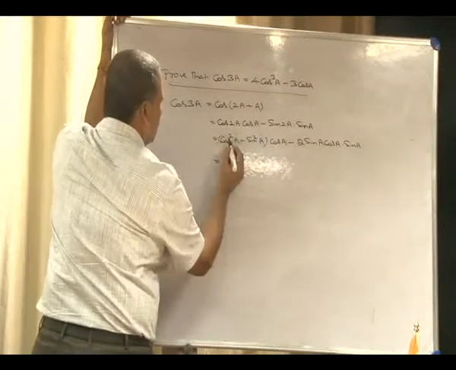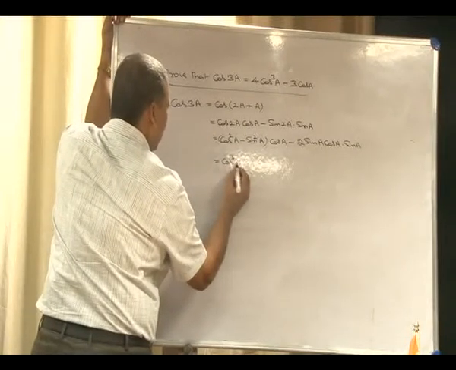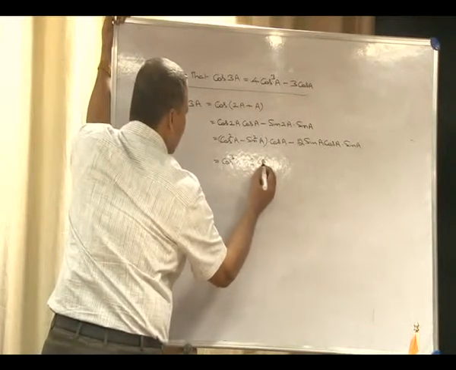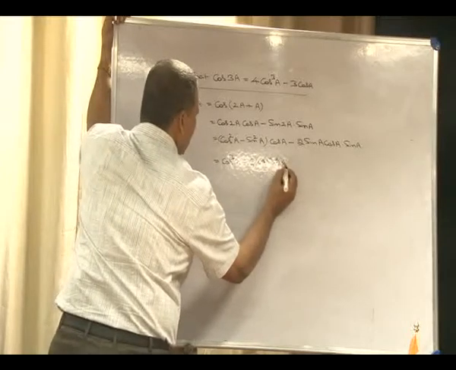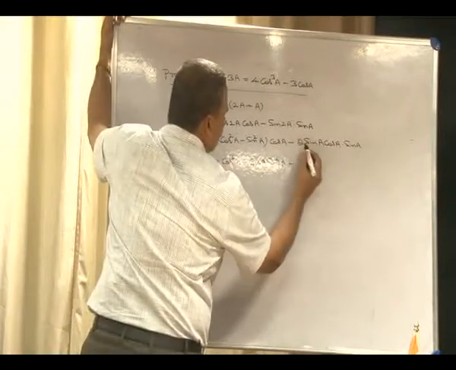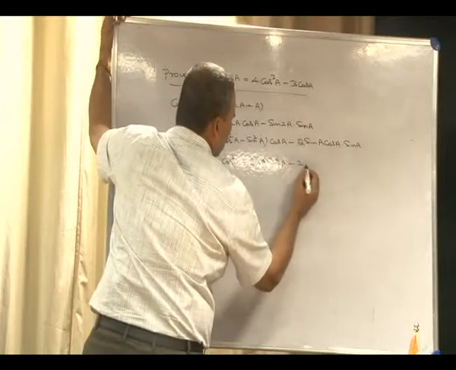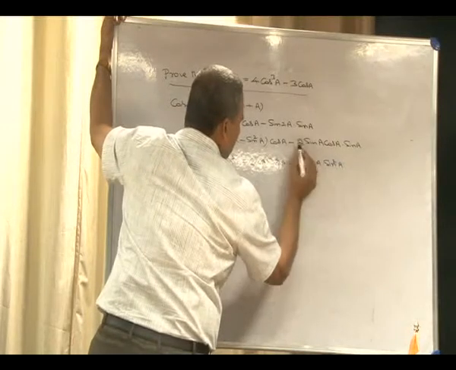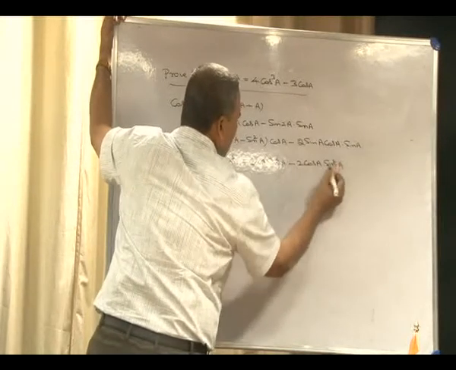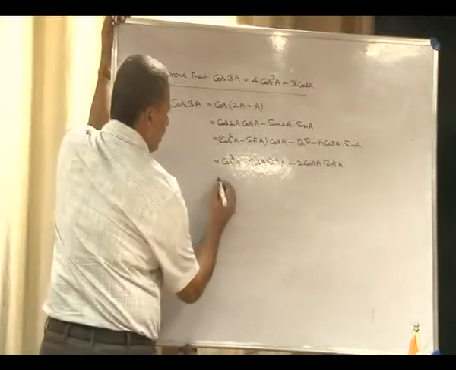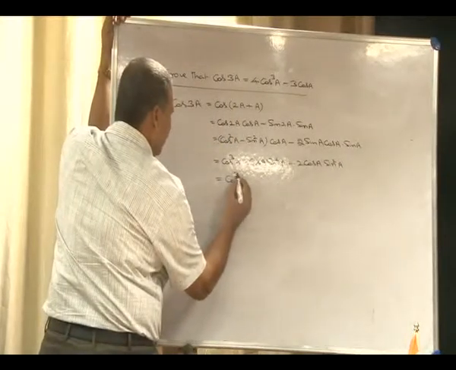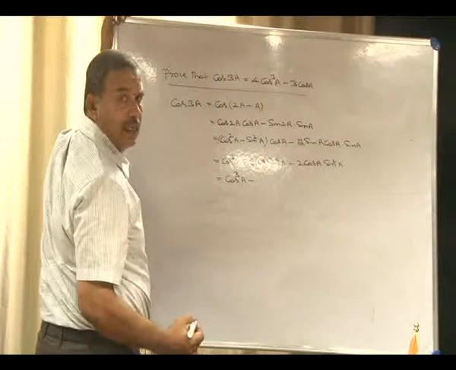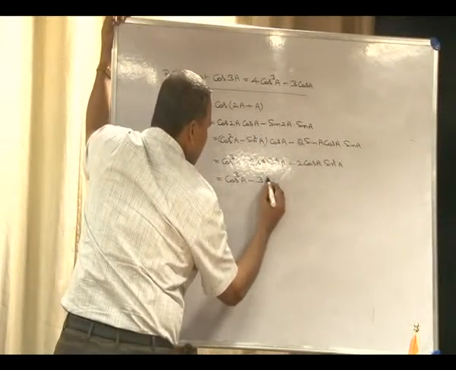Cos A into cos square A is cos cube A. Cos A into minus sin square A is minus cos A sin square A. Minus 2 sin A cos A into sin A is minus 2 cos A sin square A. That is equal to cos cube A minus cos A sin square A minus 2 cos A sin square A, which is minus 3 cos A sin square A.